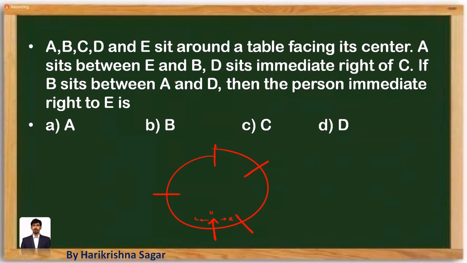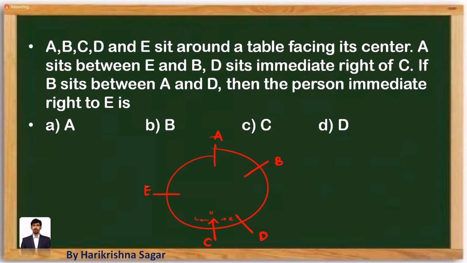As per the information given, A sits between E and B, and D sits immediate right of C. So I'm keeping C here, and D immediate right, because immediate right is going to be this. B sits between A and D, so I'm taking it like this. And the first information: A sits between E and B, so E must be here.